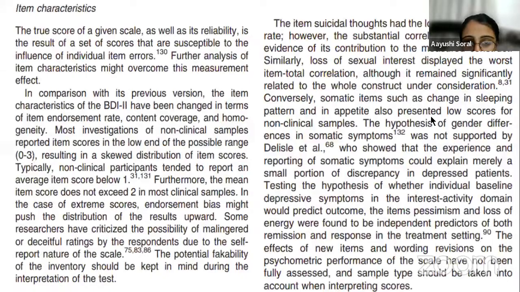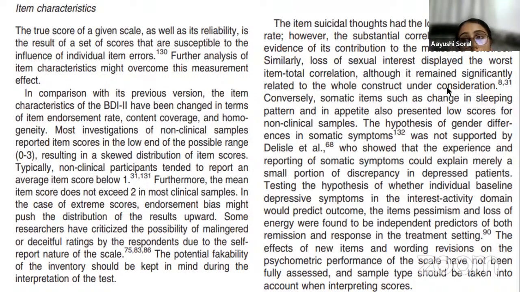Who can answer something? Lack of self-esteem. Yeah, correct. So item characteristics, if we talk about the BDI, are the true scores of a given skill as well as its reliability. For example, the item suicidal thought. Somebody has mentioned something. It is a rating scale. Okay.